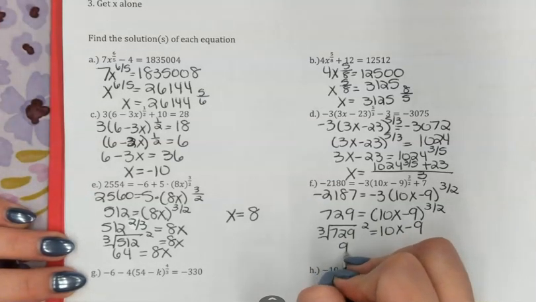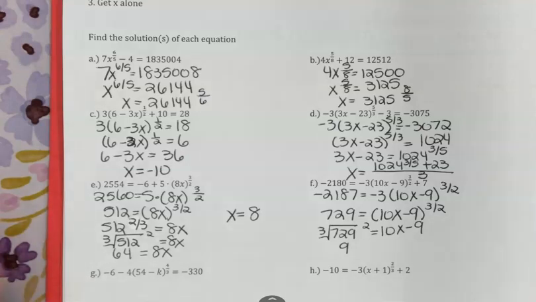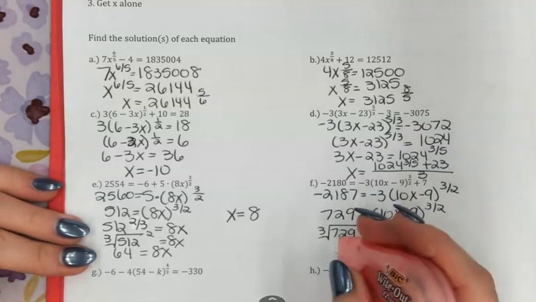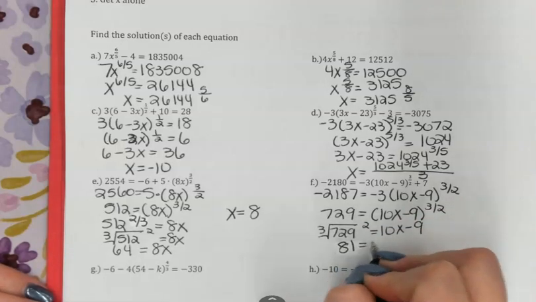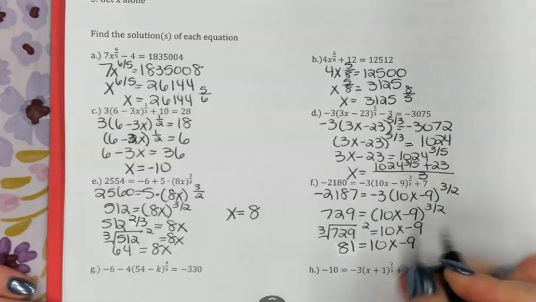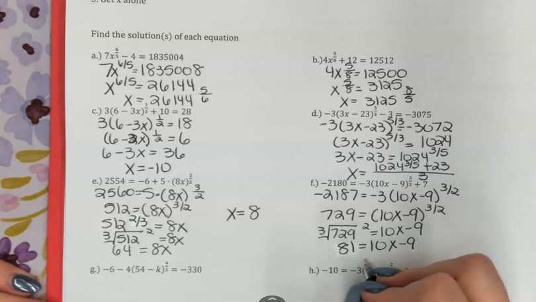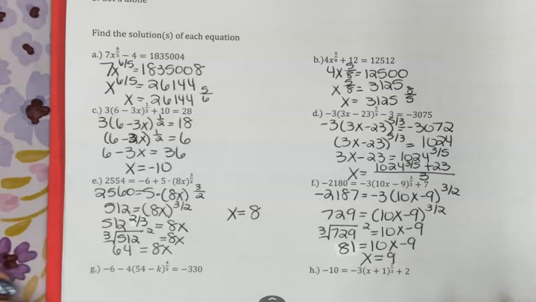The cube root of that is 9. 9 squared is going to be 81. So 81 is equal to 10x minus 9. So I can add 9 and divide by 10, and I get that x is 9.